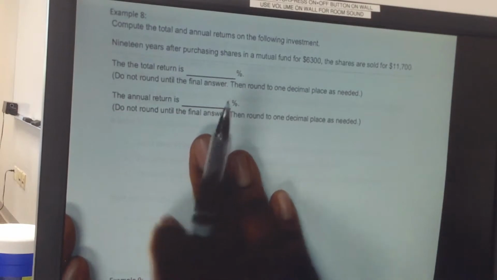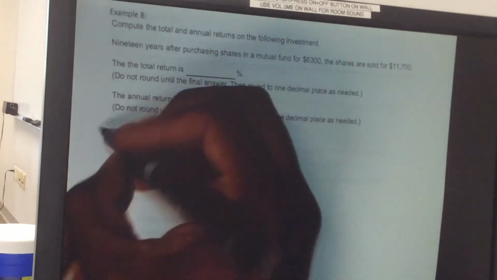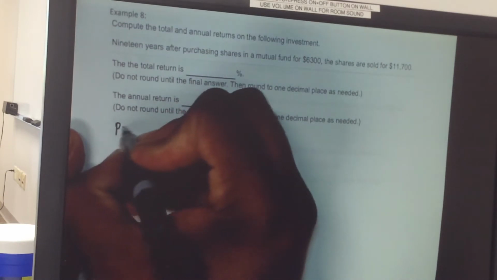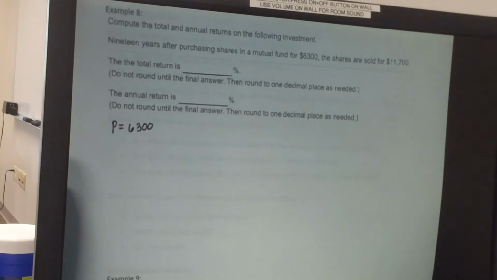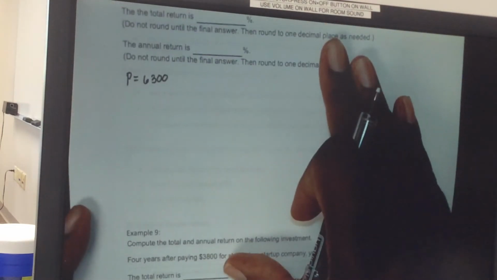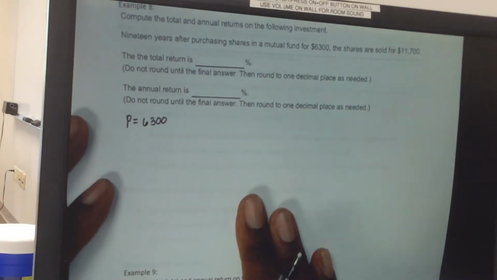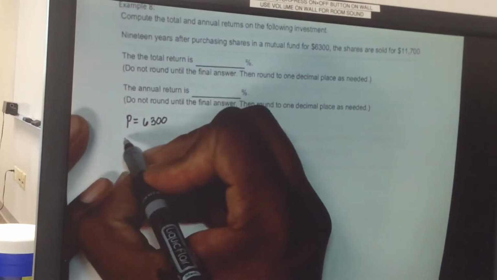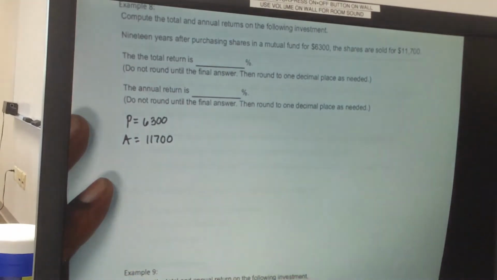In this case, your P is going to be $6,300. And again, you're going to have to forgive me for making another adjustment here so I can write this out better. P is $6,300. The shares are sold at $11,700. That's the amount.